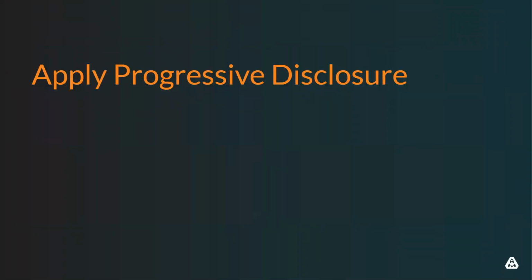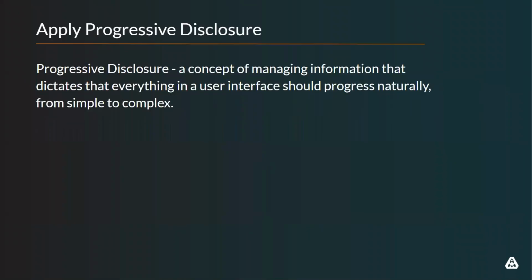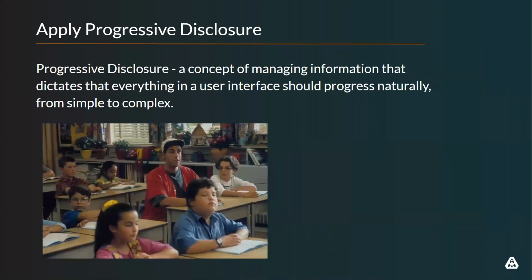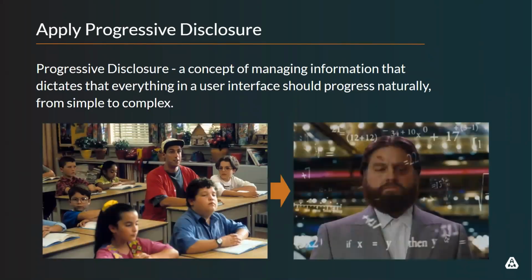The next tip we're going to talk about is applying what's called progressive disclosure. Big words, I know, but we're going to get into them in a second. So what is progressive disclosure? It's a concept of managing information that dictates that everything in a user interface should progress naturally from simple to the complex. You can tell my sense of humor by these images.